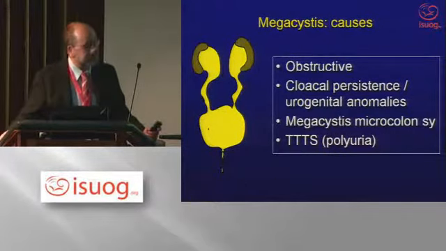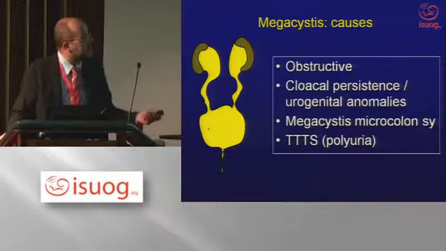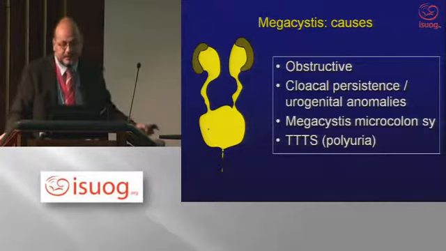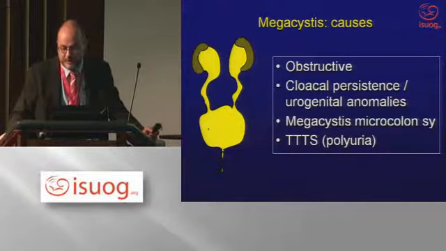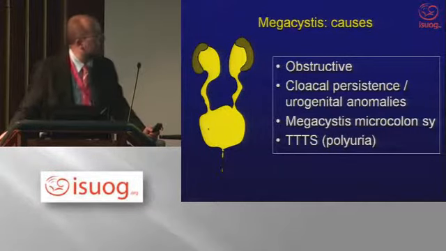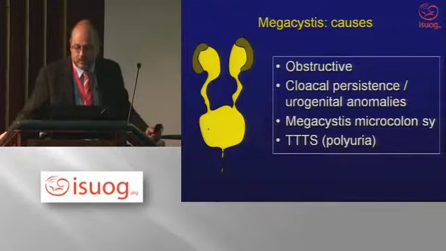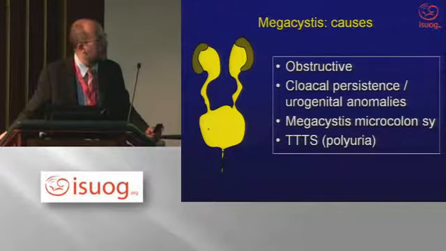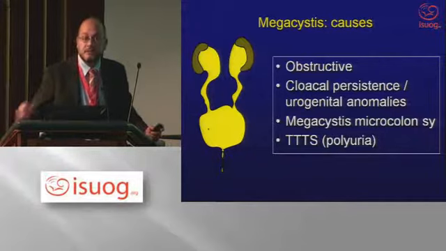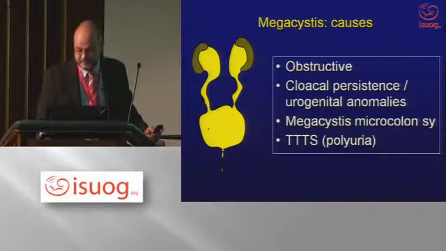So we start with megacystis, and the commonest cause of megacystis is urethral obstruction, and the obstruction can be here in the urethra, or it can be due to cloacal persistence or urogenital abnormalities. A rare syndrome, megacystis microcolon syndrome, which we'll just briefly touch on, or you can have a large bladder because of polyuria, as you would in twin-twin transfusion syndrome. I'm not going to talk about TTTS.